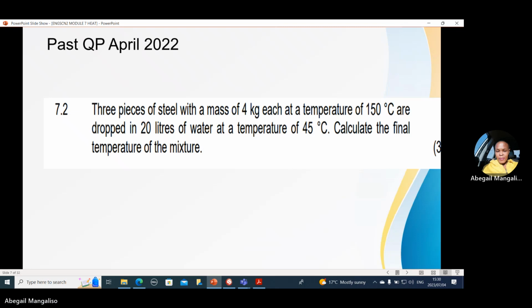Water, liters are equal to the kg. So mass of water is 20 kg. Temperature of water initially is 45, but once it is mixed with that steel, water is going to gain. That means it will end up having a temperature that is more than 45. So 45 will be T1 for water because it's smaller temperature. And the common temperature is T, what we do not know. Question says calculate the final temperature of the mixture. Let's look at the solution.